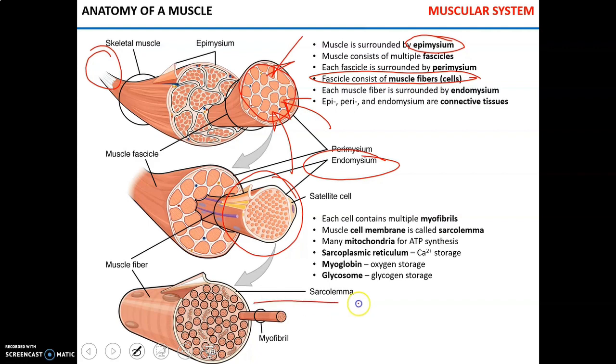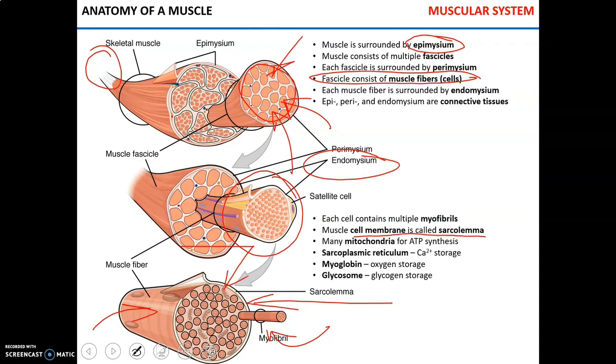If we look at the structure of an individual muscle cell, we can see that each cell is wrapped in a cell membrane called sarcolemma. Inside of the muscle cell you can see multiple myofibrils, rod-like structures that contract, and when they contract, the muscle fiber shortens. Between the myofibrils are mitochondria.